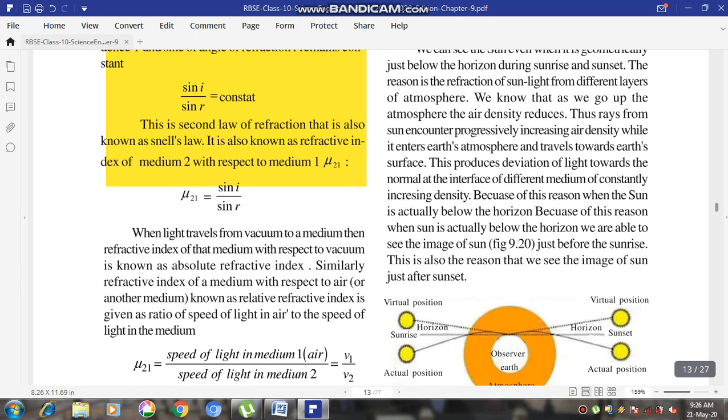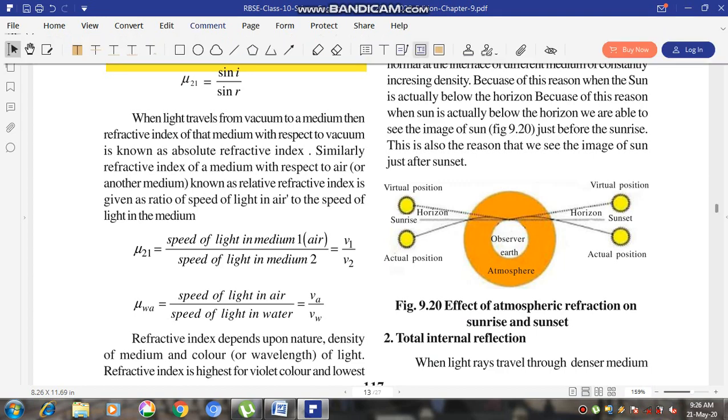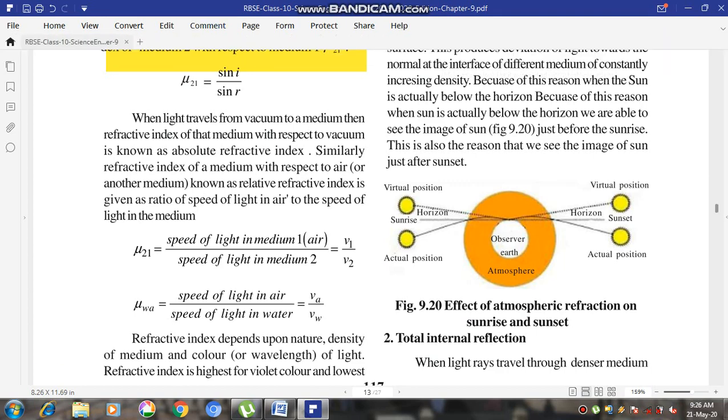So how do we calculate the speed of light in a medium? The speed of light in medium 1, that is air, is v1, and the speed of light in medium 2 is v2. That is how we can calculate the refractive index from the speed of light in air and the speed of light in water, where medium 1 is air and medium 2 is water.